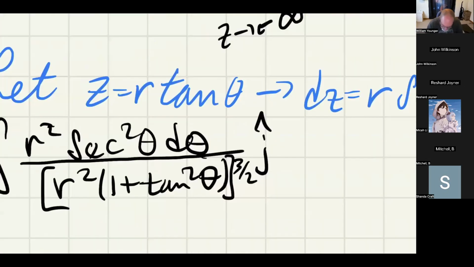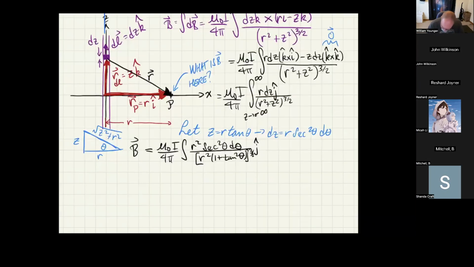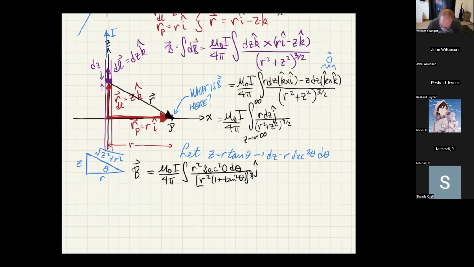Everybody see that that's the 3 halves power? Let me try to make it a little clearer. Okay, so that's all to the 3 halves power. Now, the r squared in the top and then the r squared in the bottom and the 3 halves, that's going to make r cubed on the bottom.